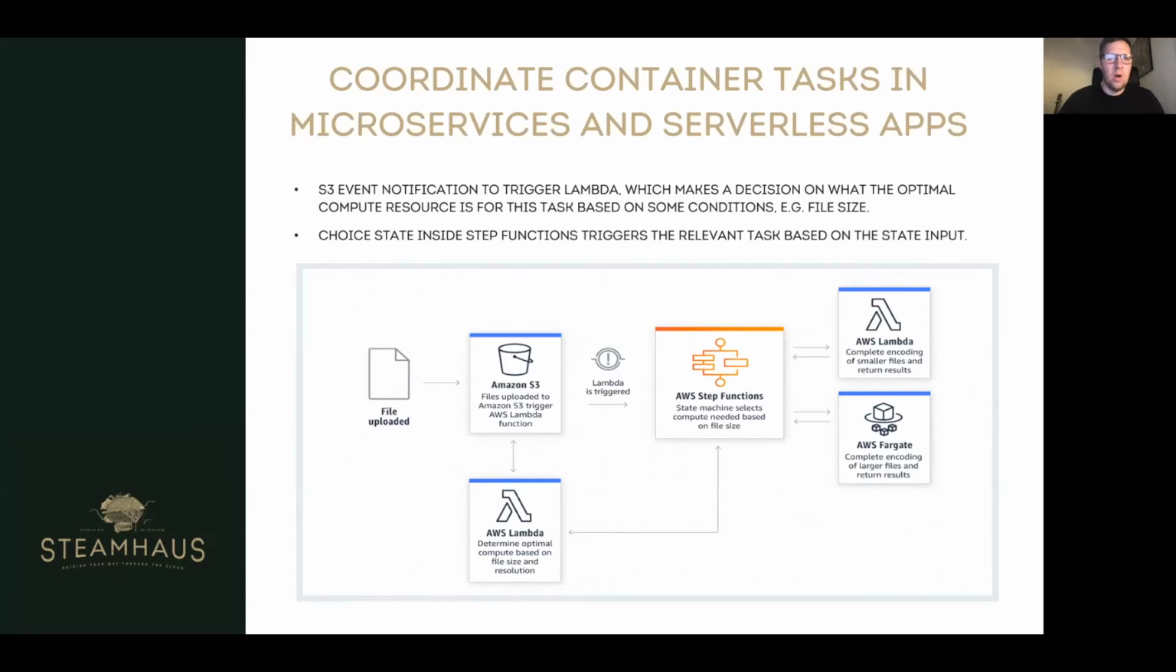In this example, the Lambda function is triggered by the S3 event notification, and it makes a decision based on what the optimal compute resource is for this task, based on some conditions, and in this case, it's the file size. And there's a choice state inside the step function, which triggers the relevant task either on Lambda or Fargate based on the state input.